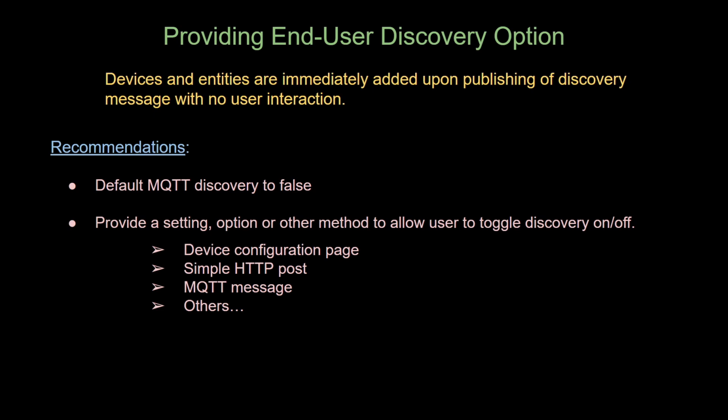There are a lot of different ways to do that. Maybe you've got an options or configuration page. You could do something like a simple HTTP post, which is what I'm going to show. You could subscribe to an MQTT message and have something published to MQTT, and there are other ways. But the idea here is to allow some way for the end user to have some control over enabling and disabling MQTT discovery for your device or your project.